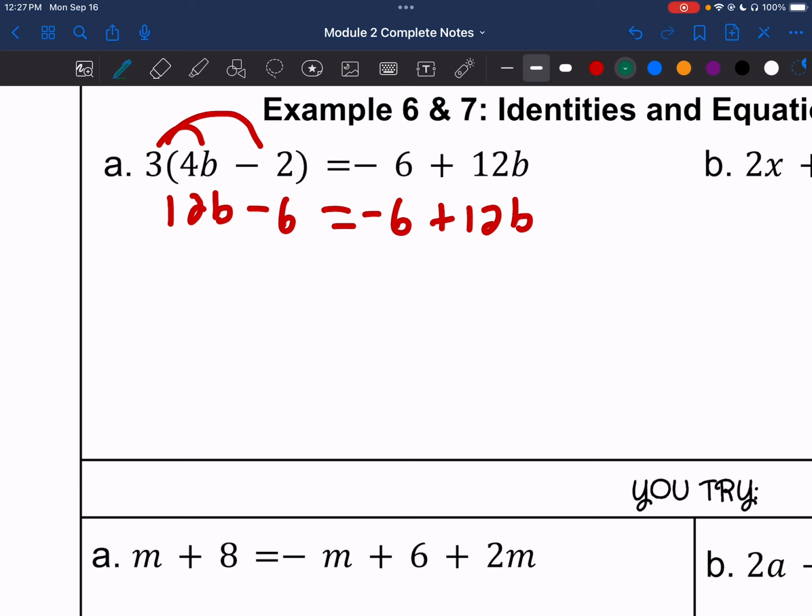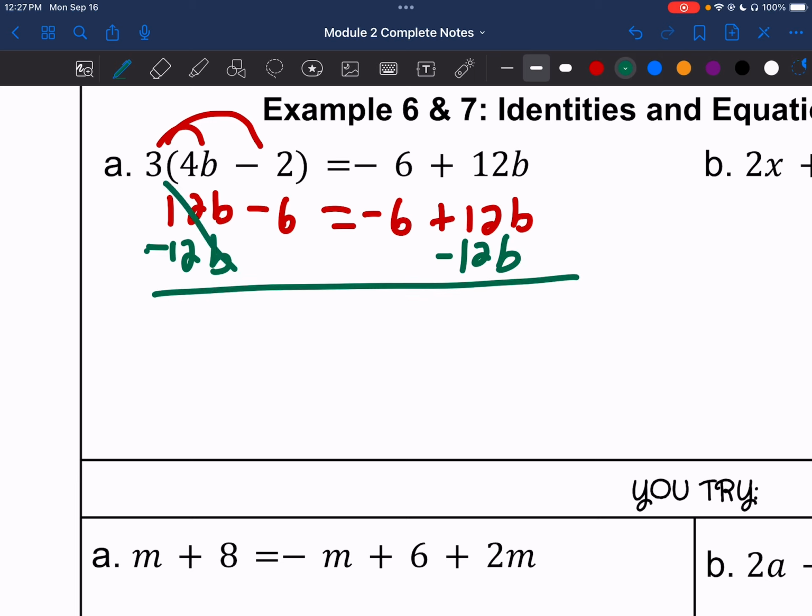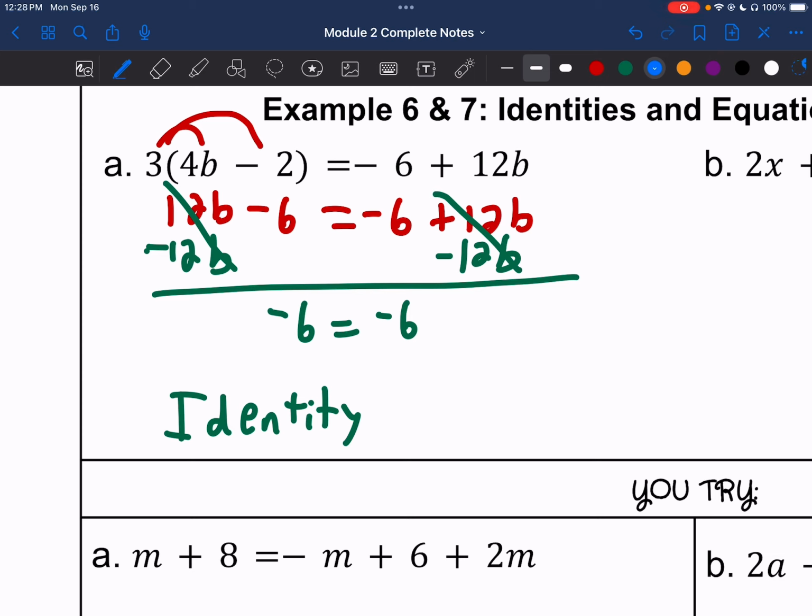Now, my next step is going to be to subtract 12b from both sides. I want to get them to the same side. And what do I end up with? Well, 12 minus 12 is 0, so that cancels out. We're left with negative 6. And then on the other side, 12 minus 12 is 0, and it cancels out. So I have negative 6 is equal to negative 6, so this is an identity, which means that I could substitute any value I want in for the variable b, and it will always be a true equation. There's nothing that is untrue in this question. Any value I put in for the variable will make the equation work.